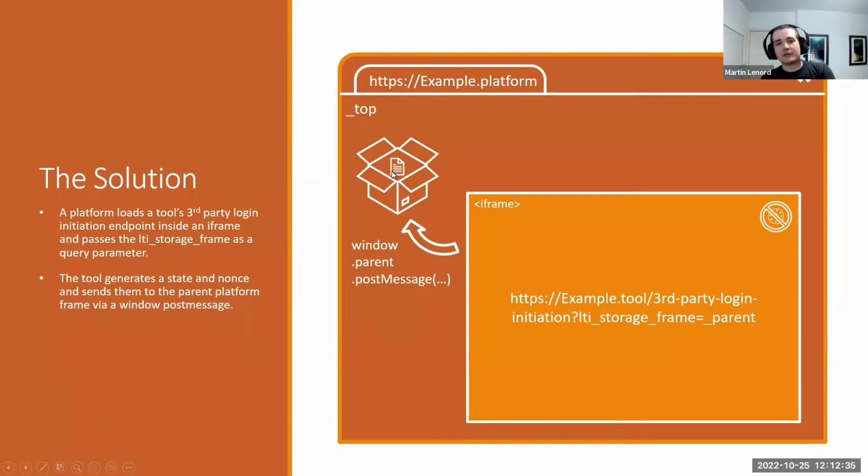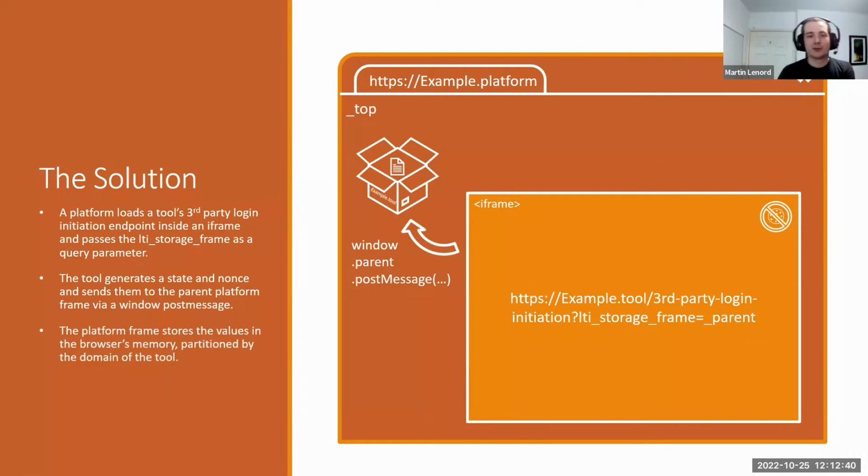So you can see the platform is then storing these values. The platform will store those values partitioned by the domain of the caller. So in this case, example.tool gets its own little box with its own little bit of storage in memory inside the platform's frame, and that stops this frame or any other tool from being able to access different tools' stored data. Right? You want to limit it to that one tool's domain.